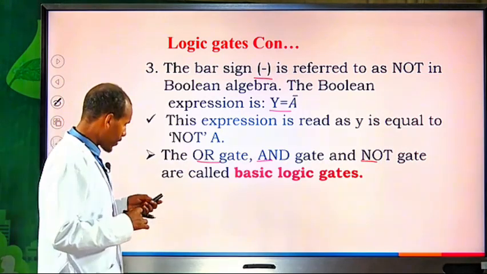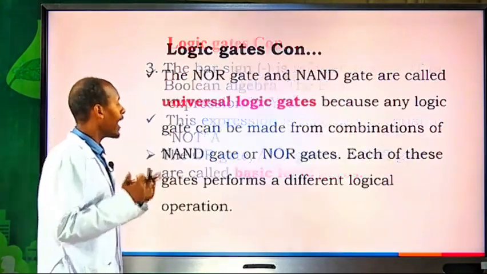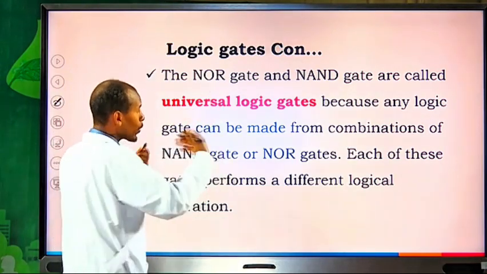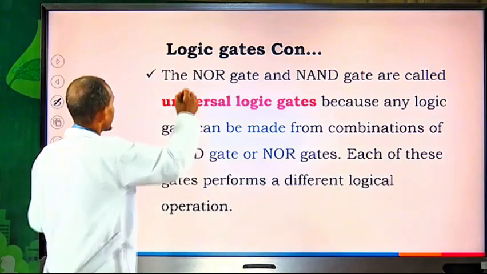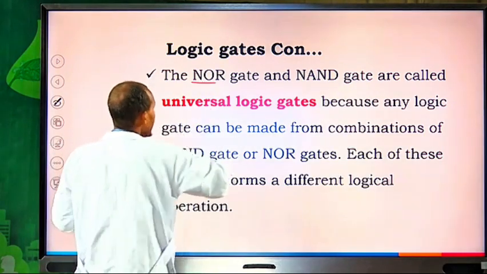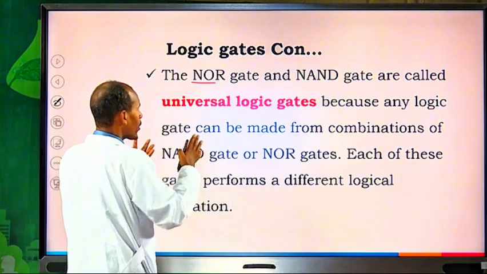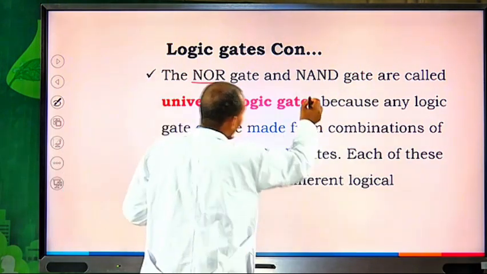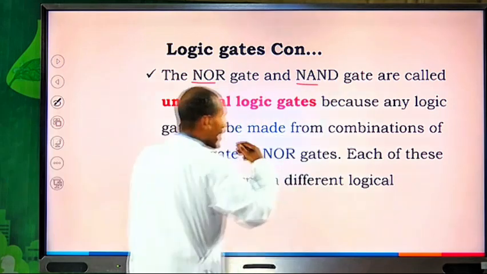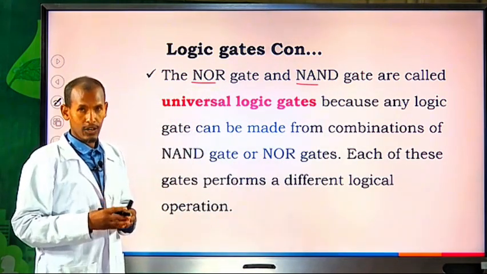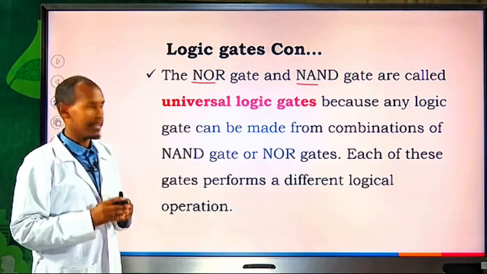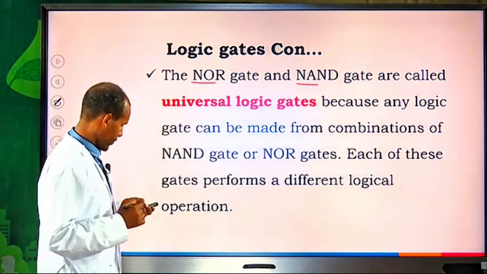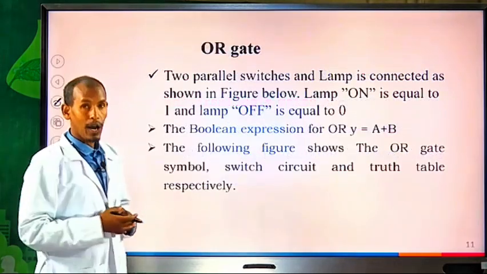And if we combine the NOT gate with the OR gate, we get the NOR gate, which means NOT OR. And if we combine the NOT gate with the AND gate, we get the NAND gate, which means NOT AND. Collectively we call these the universal logic gates. Let's see these one by one.